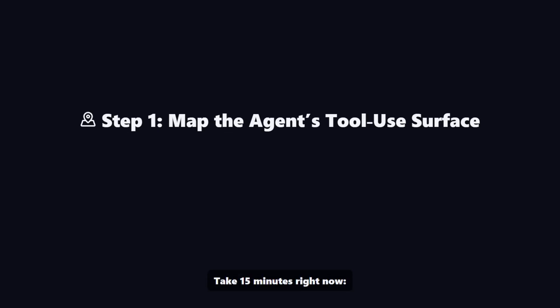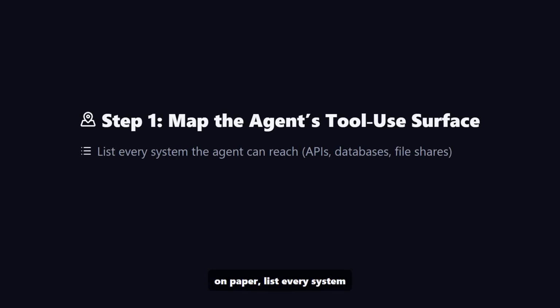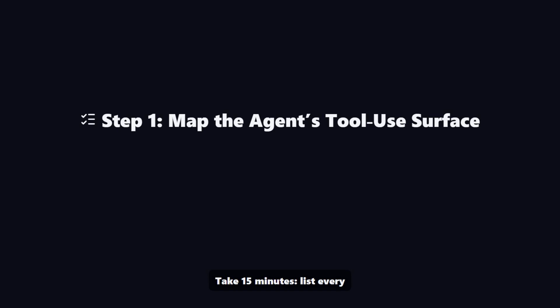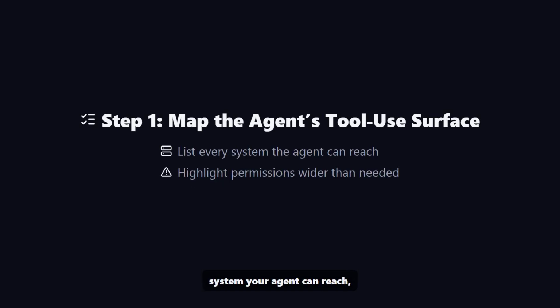Take 15 minutes right now. On paper, list every system your agent can reach, highlight every permission wider than the single most restrictive action it needs, and flag hard-coded secrets. Those highlights are your attack surface.